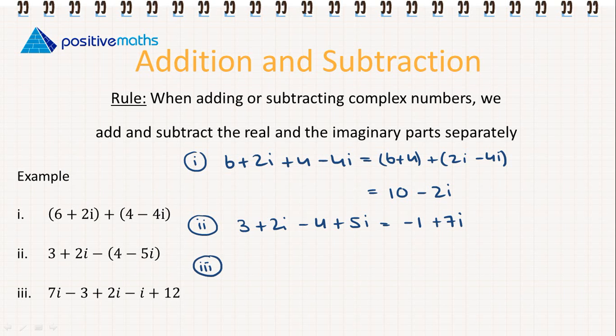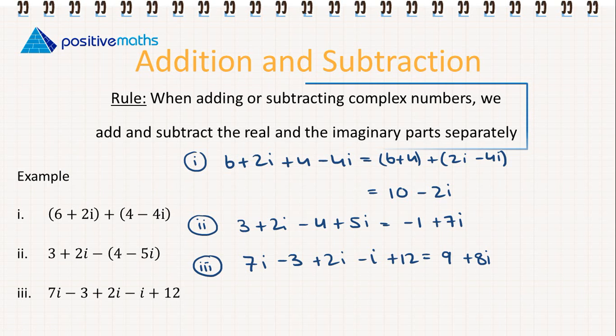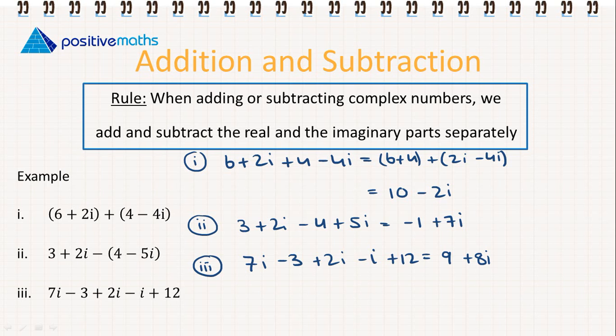And our third example, we have 7i minus 3 plus 2i minus i plus 12. So for the real parts, we're going to get 9. And then we have 7i plus 2i minus i. This is going to give us plus 8i. So again, when adding or subtracting complex numbers, we add and subtract the real and the imaginary parts separately.